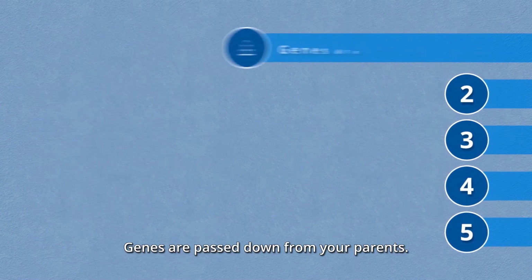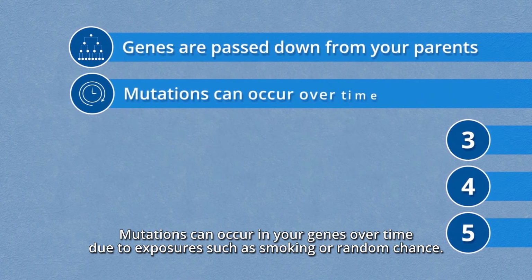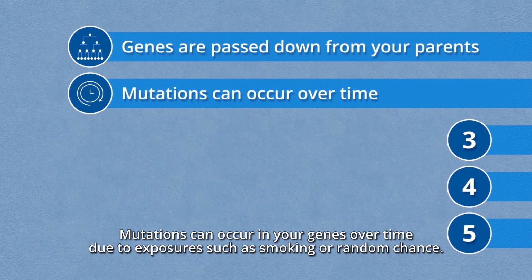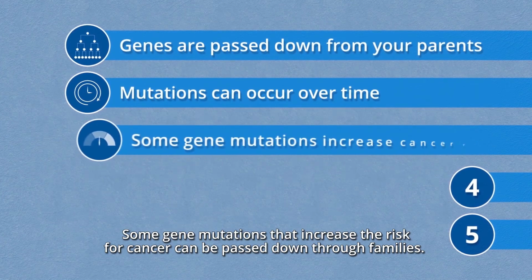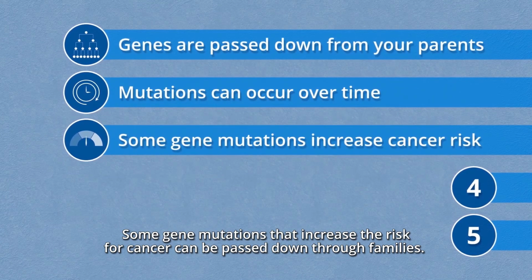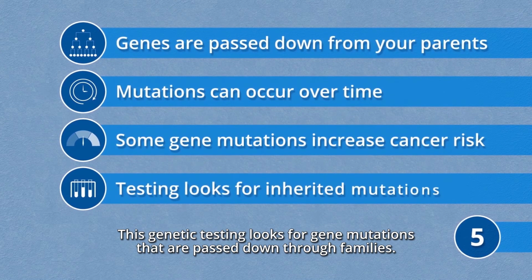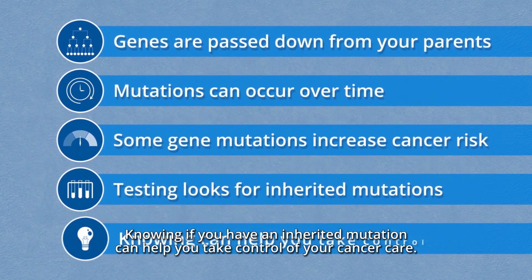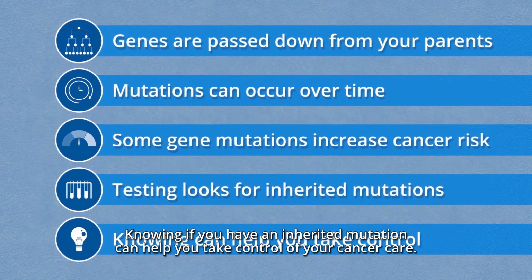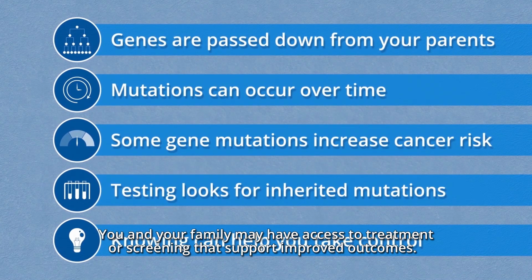Let's review. Genes are passed down from your parents. Mutations can occur in your genes over time due to exposures, such as smoking, or random chance. Some gene mutations that increase the risk for cancer can be passed down through families. This genetic testing looks for gene mutations that are passed down through families. Knowing if you have an inherited mutation can help you take control of your cancer care. You and your family may have access to treatment or screening that support improved outcomes.